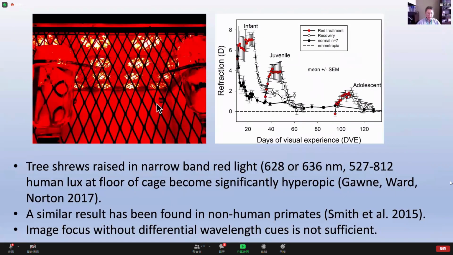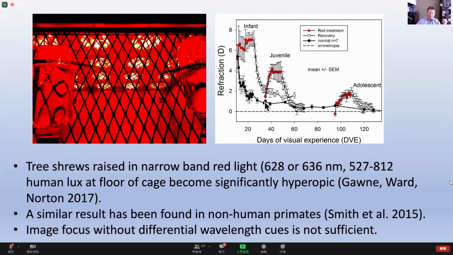And here we have tree shrews in narrowband red light. This is again days of visual experience. Here's the refraction. Black is the average of shrews raised in normal white light. At this point, if you put them in the red light, wow, they go significantly hyperopic, and then they recover. Somewhat older animals, these guys have almost emmetropized. Wow, they go the wrong way. They become hyperopic and then recover in white.